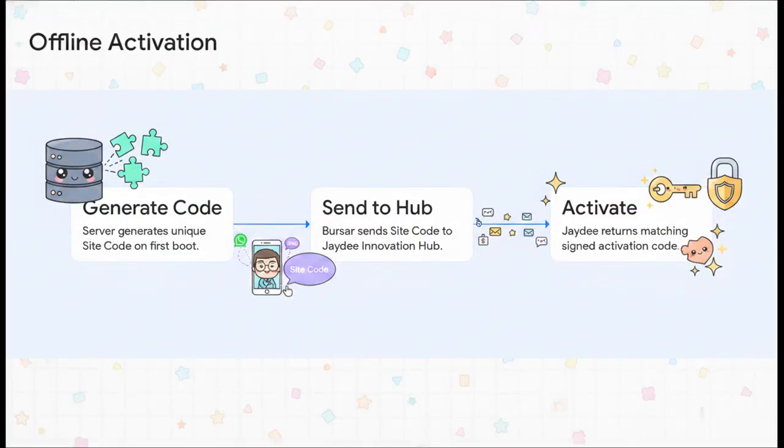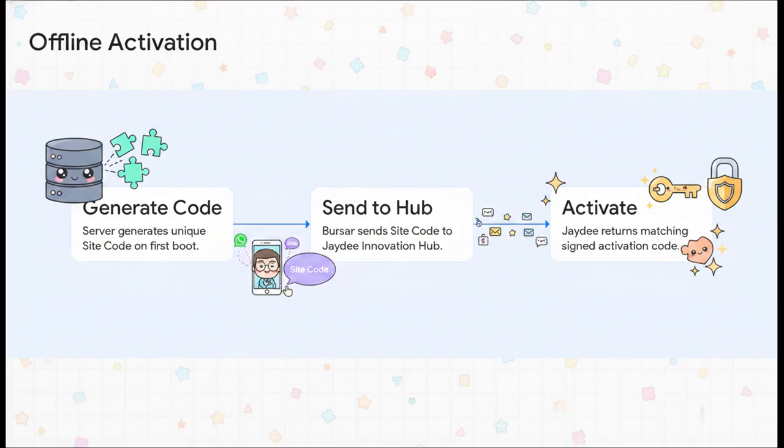So you might be wondering, how do you activate software without the internet? Well, it's a clever 3-step handshake. Step 1. When the school's server boots up for the first time, it generates a unique, tamper-resistant site code. Step 2. The school's bursar simply copies this code, maybe shoots it over in a quick WhatsApp message or SMS, to JD Innovation Hub. Finally, Step 3.